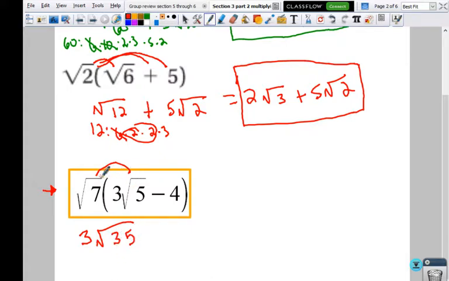So I just did the first one. Now you guys have to do the second one and then see if you can add it together and simplify. So we did the first one, do the second one, see if you can add it together and simplify. And I'll give you 30 seconds or so.